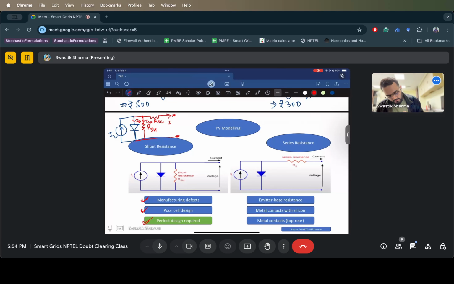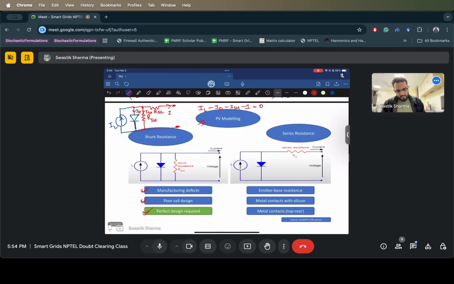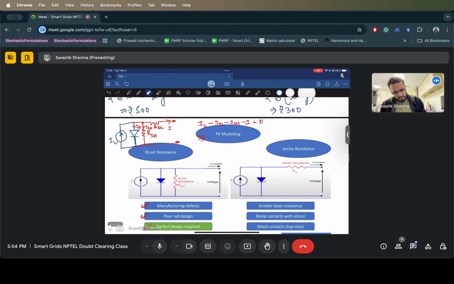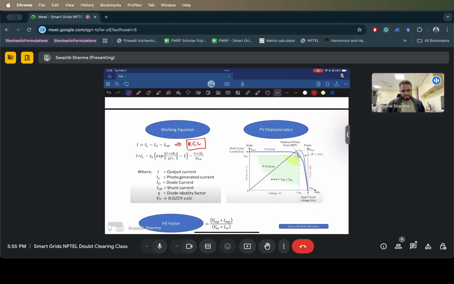So if I get a KCL over here, you can get KCL because these three are connected to the same load. So it will be IL minus ID minus ISH, sorry, and minus I, equal to 0. So this is what the condition is over here, right? So your I is nothing but IL minus ID minus ISH. This is how you arrive at this equation using KCL.